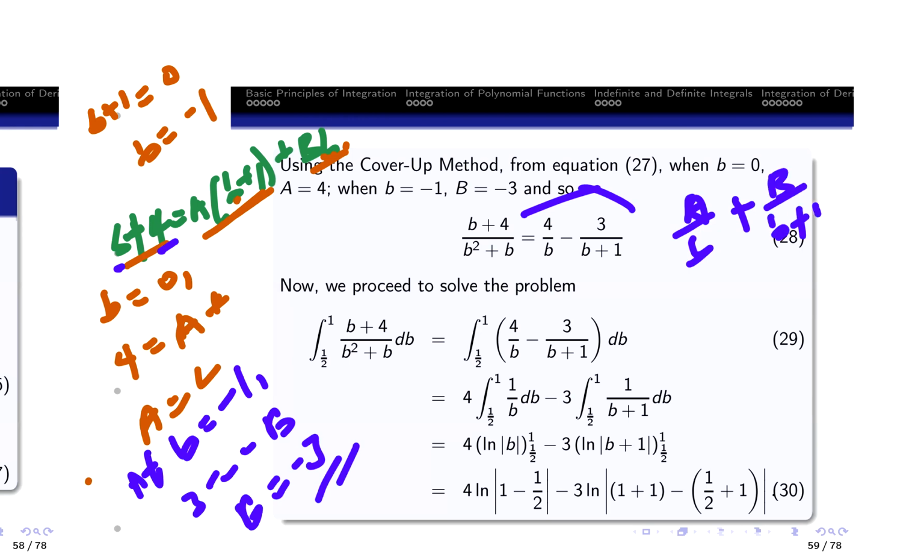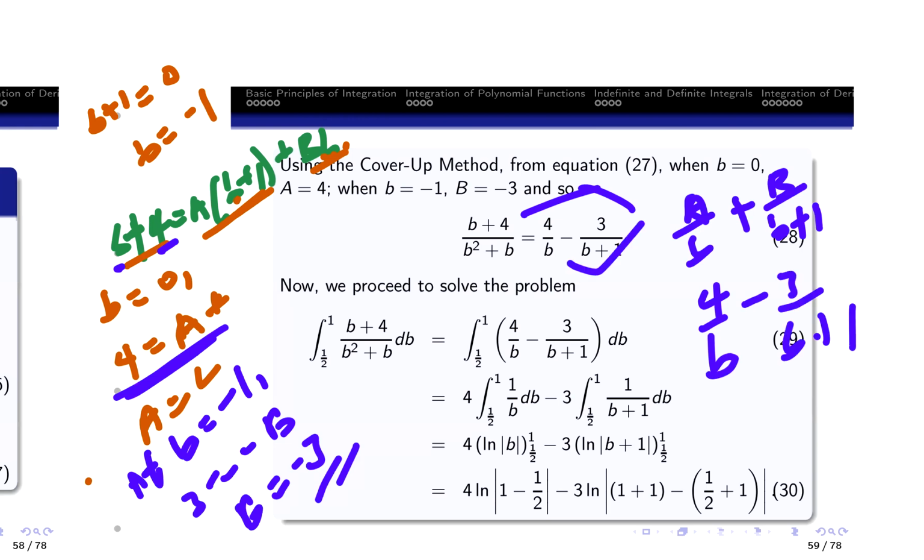So you have 4 over b. Then big B is minus 3. So you have minus 3 over b plus 1. And that is why we have this expression right here. That's why we have that result. So that's the cover-up method.